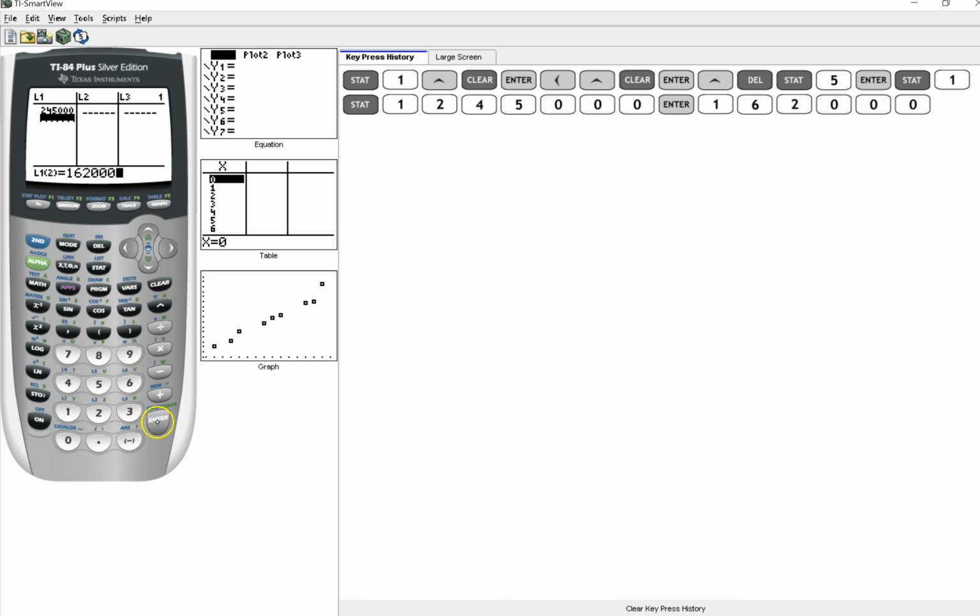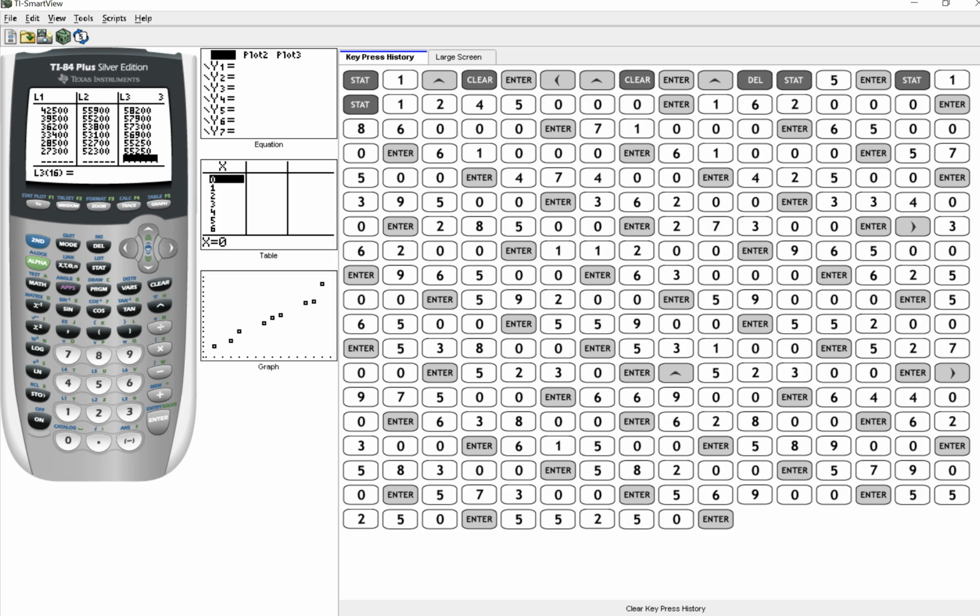162,000, Enter, and keep going with that till you get the full list. At this point, you should have all of your data put into your calculator. Now, if you want to sort your data, if you go to Stat 2, it says Sort, right?